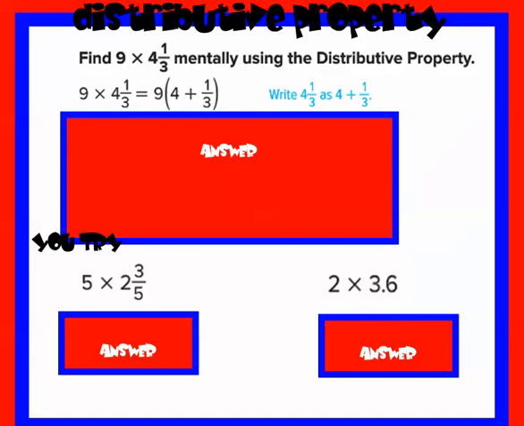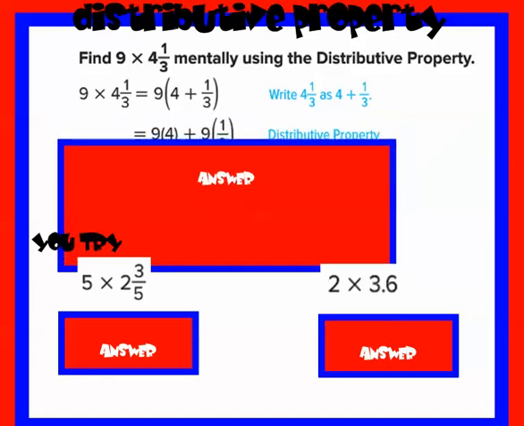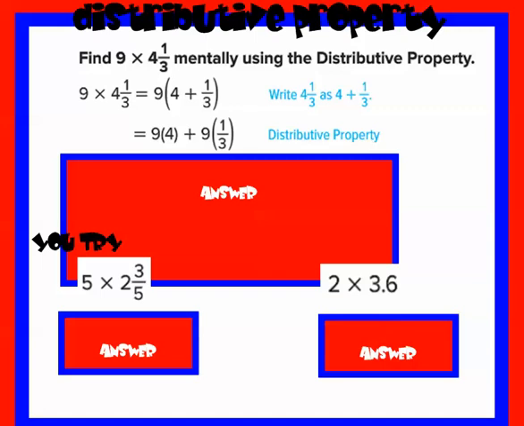So we're going to start by thinking about 9 times 4 1/3 as 9 times the sum of 4 plus 1/3, which is really what mixed numbers are. They're the addition of a whole number plus a fraction. We're then going to use the distributive property to multiply 9 by both of those parts. So we can do 9 times 4, and then we can do 9 times 1/3.